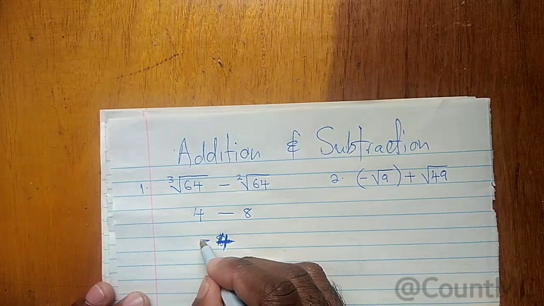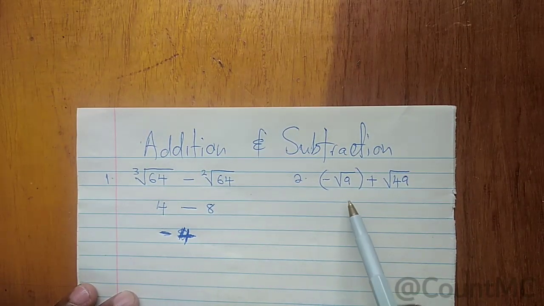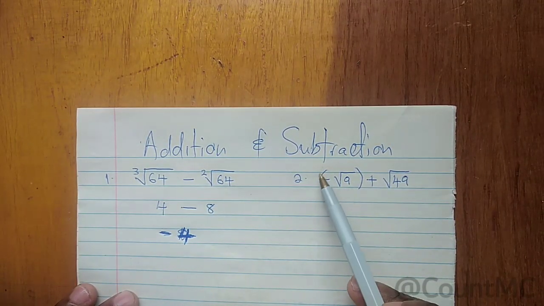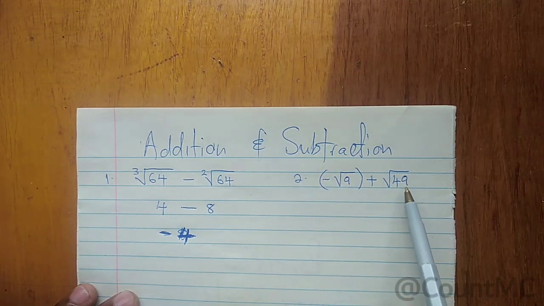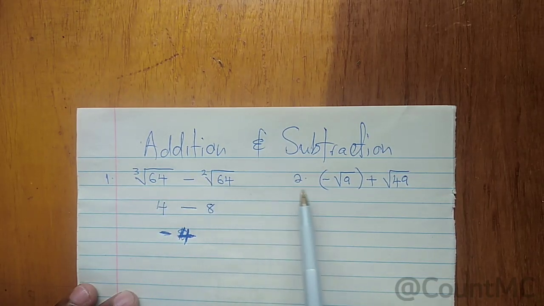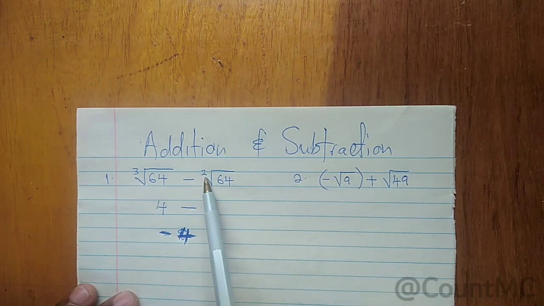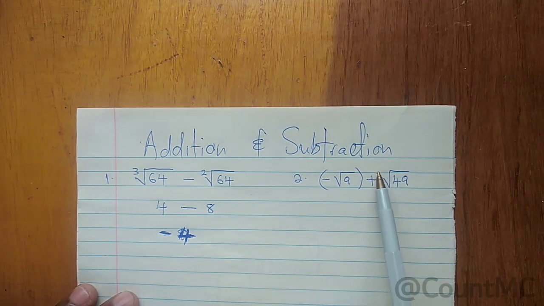Then you take the sign of the big number. Let's do the next one. Minus square root of 9 plus square root of 49. Now look, here there's a 3, here there's a 2. For the square root like this, sometimes we don't put a 2. Actually, that's the most conventional way. We don't put a 2. We just know that this is a square root.